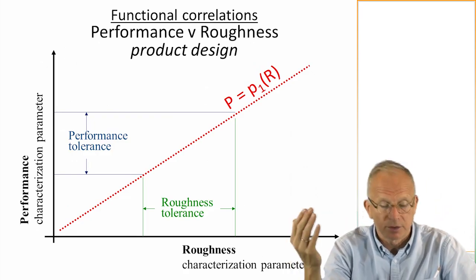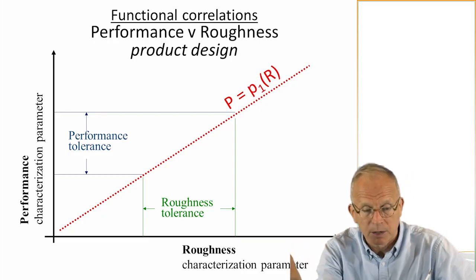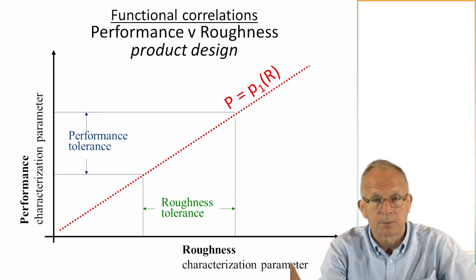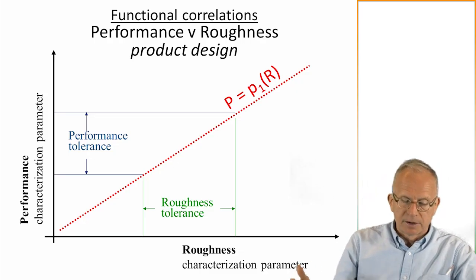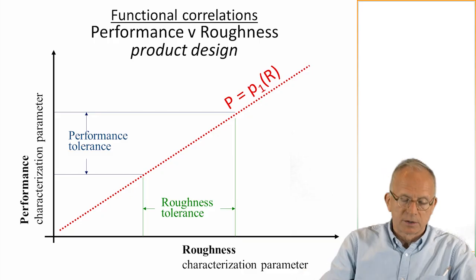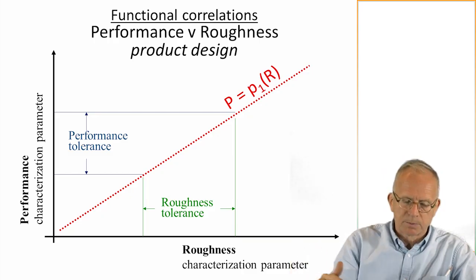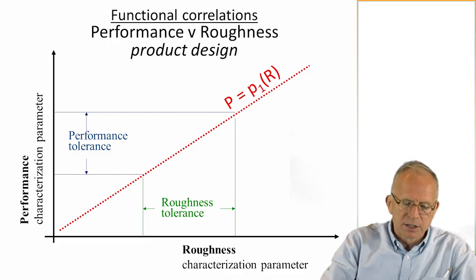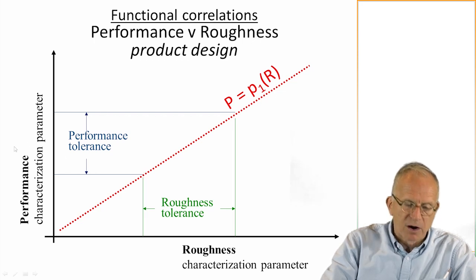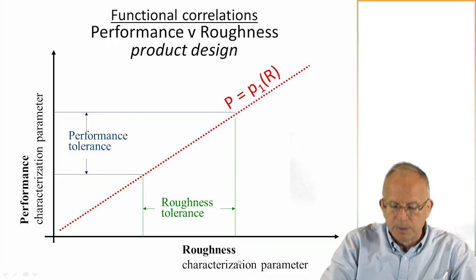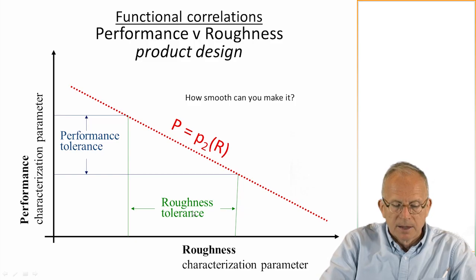Well, sometimes they're simple, and perhaps better roughness is better performance, at least over some range. If we're trying to, say, promote friction on stairs or sidewalk or a roadway. So rougher is better within some range that we're looking at. And so we can say, well, here's a performance tolerance and there's a roughness tolerance. And so we're going from an FR, here, performance, to a DP in roughness. And there's the relationship.